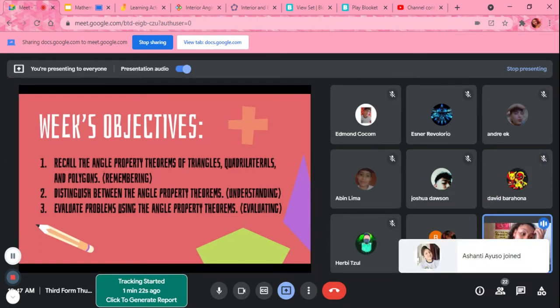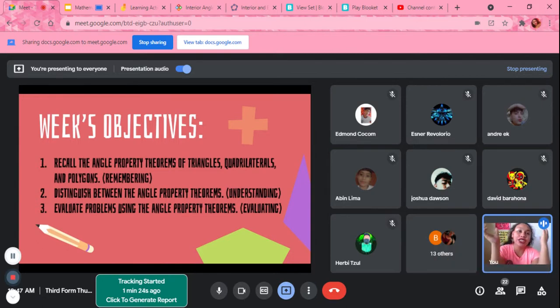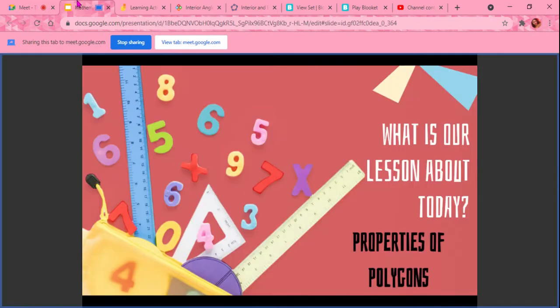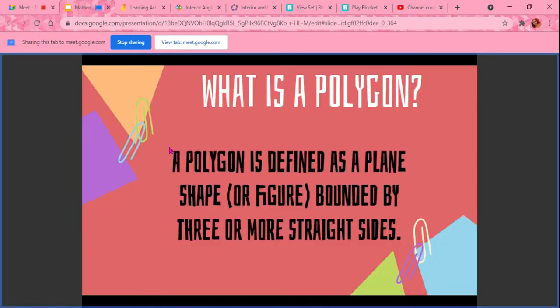All right, so today you guys are supposed to finish the last little portion of the worksheet because we have done most of it already. We're going to distinguish between angle property theorems, and then we're going to evaluate problems using the angle property theorems. So let's move on with what we're doing today, properties of polygons.